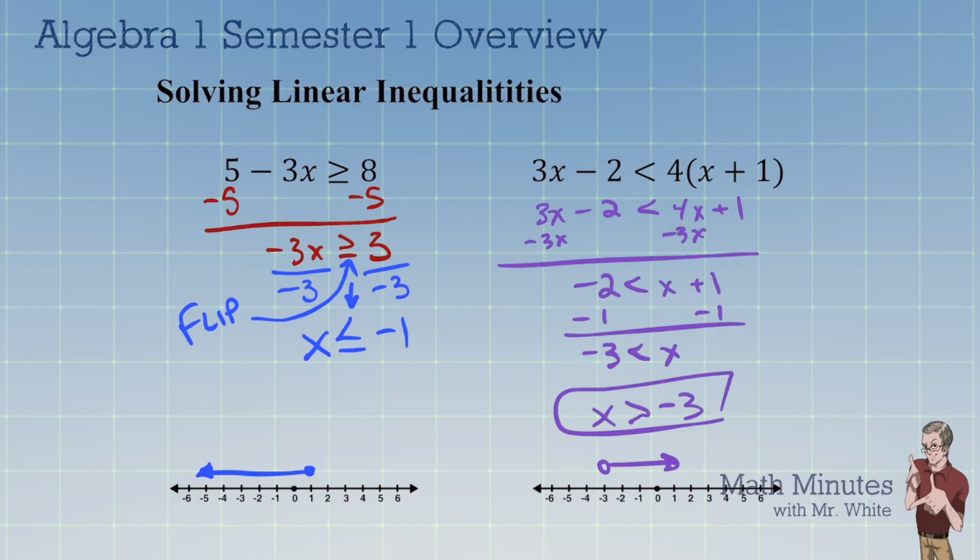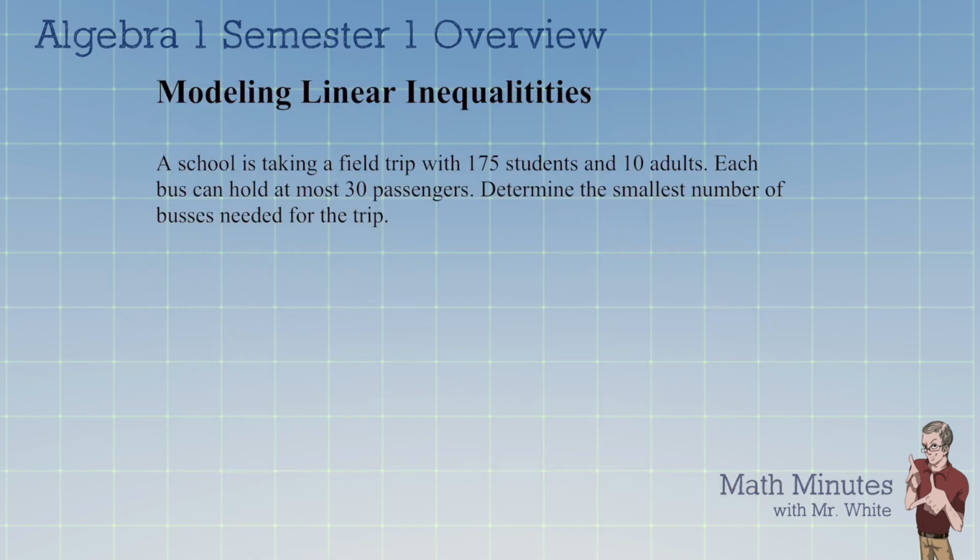It's an arrow to the right. So an open circle, arrow to the right. Do you remember why it's an open circle? It's because this did not have the equal sign. Whenever it has the equal part, greater than or equal to, then we close that circle in when we're doing our graphs. All right, let's do a little bit of problem solving with linear inequality.